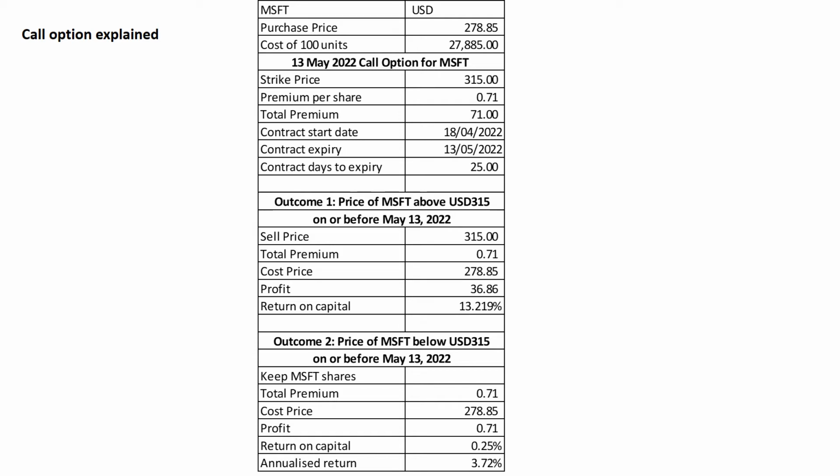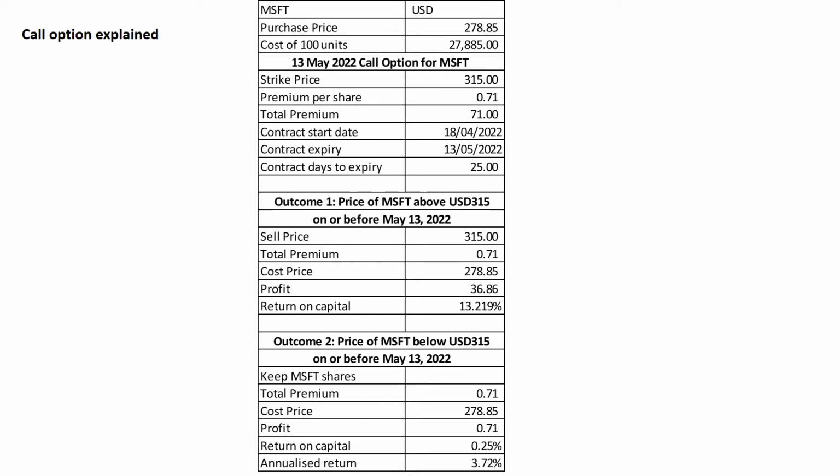So the buyer of your call contract has taken a chance and paid $71 for the opportunity to buy Microsoft shares at $315 because they believe that on the 13th of May, the price of Microsoft will be way higher than $315. Now, there are two possible outcomes here.